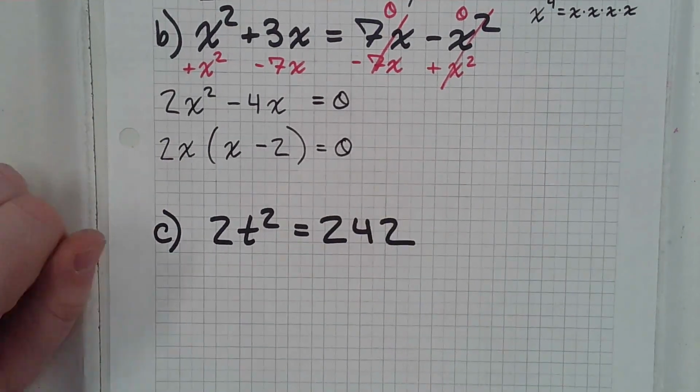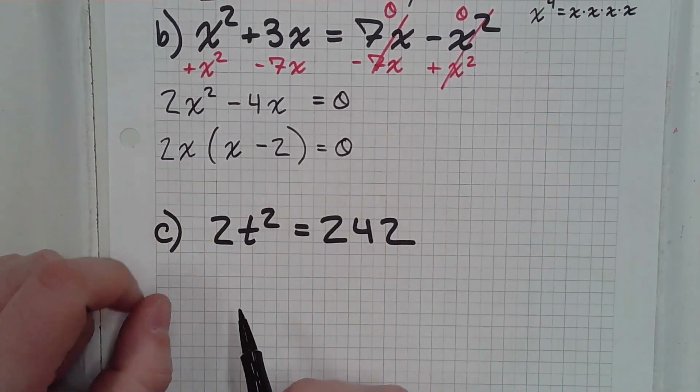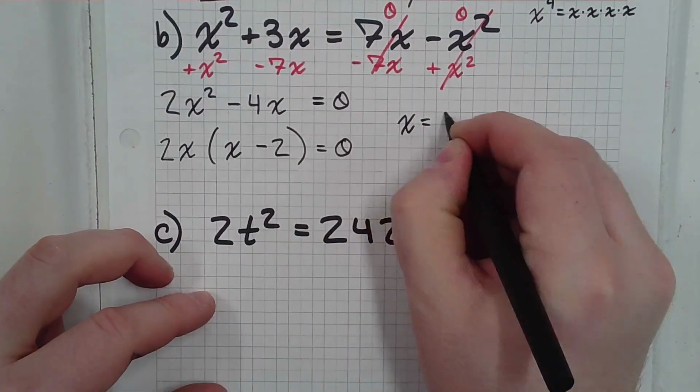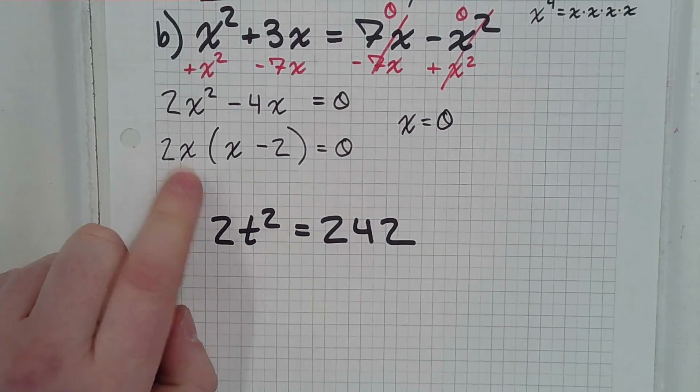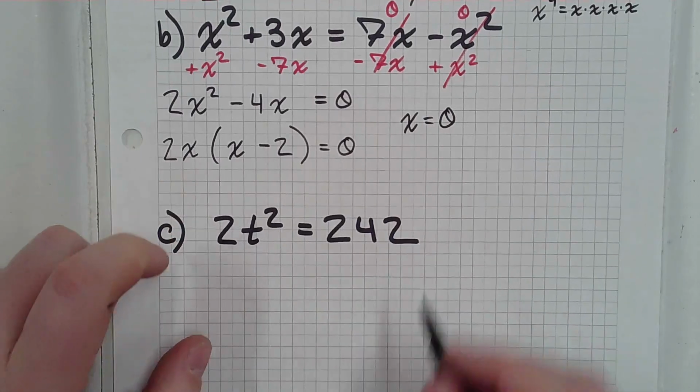So here's our new problem. And because it equals 0, it's really easy. Something times something is 0. Well, I win if I can make one of these 0. If x is 0, this part becomes 0, and this part becomes negative 2. 0 times negative 2 is 0.